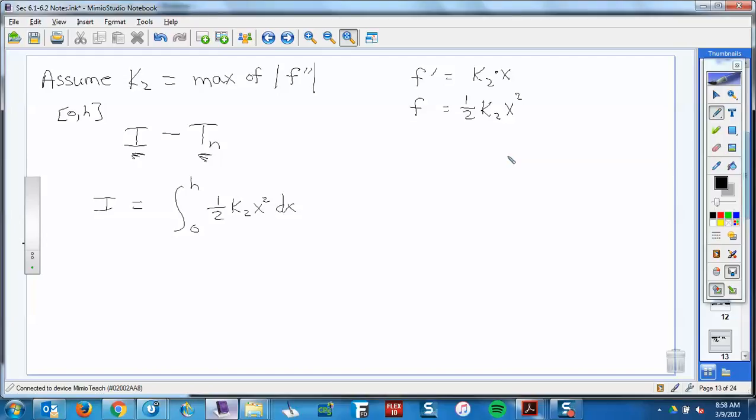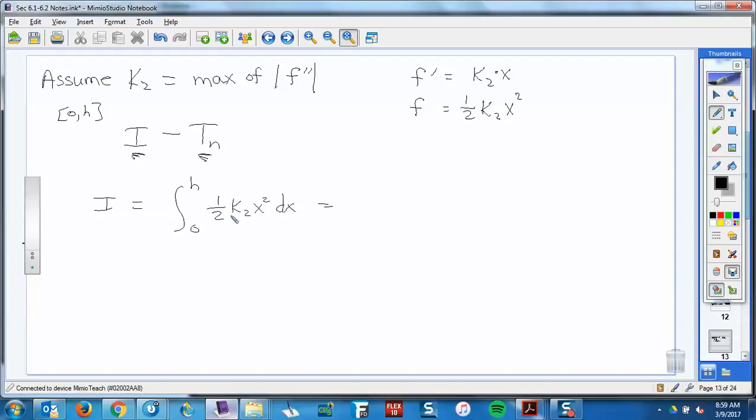That's the idea. That's why it's the worst case scenario, because what I'm doing is building a function that has K2 as its second derivative all the time. If you take the second derivative of this, you get K2. The graphs we deal with aren't going to have it all the time. Worst case scenario. So how would I do this?